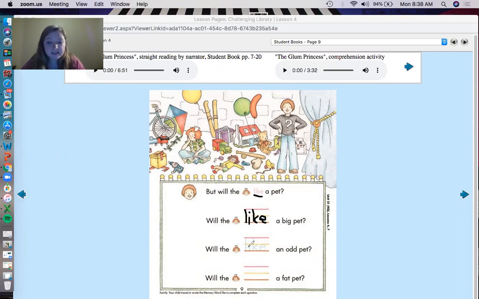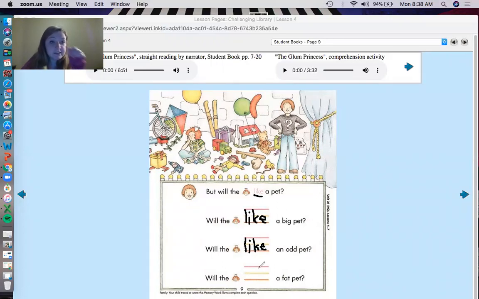All right, let's see what the next sentence says. Let's trace L, I, K, E. All right, let's read that together. Will the princess like an odd pet? So this sentence asks, will the princess like an odd pet?